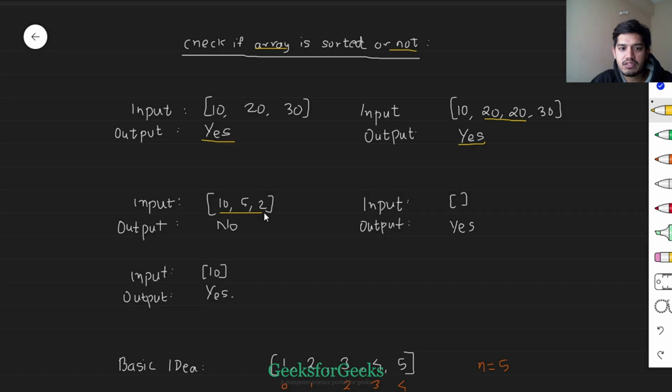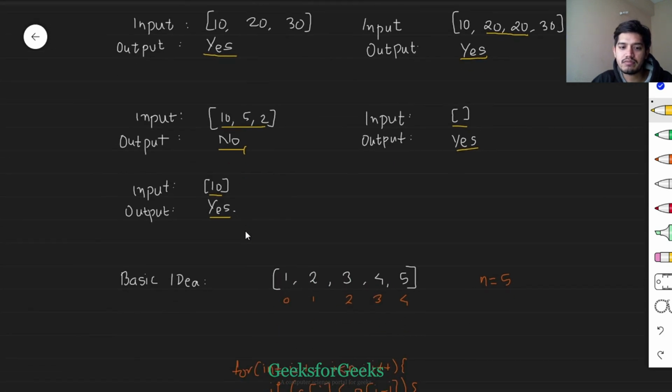Now for this example, 10, 5, 2, it is not sorted, so for this we are saying no. And for an empty array it should print yes, and even for a single element it should print yes, because a single element has no values for comparison. So for that also we are printing yes.